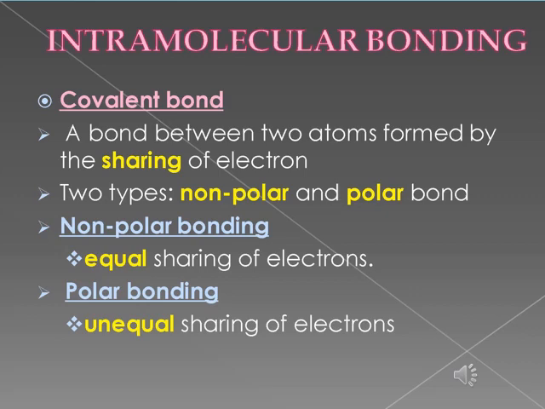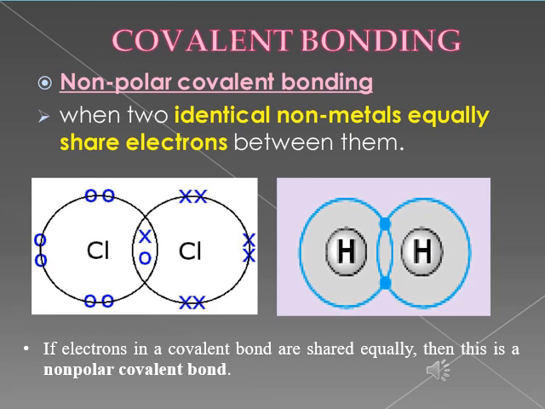There are two types of covalent bonds, either nonpolar or polar bond. Nonpolar bond means equal sharing of electrons. But polar bonding happens when there is unequal sharing of electrons, which have positive and negative charge. What is nonpolar covalent bonding? A nonpolar covalent bond happens when two identical nonmetals equally share electrons between them. For example, chlorine shares with another chlorine, and hydrogen shares electrons with another hydrogen atom.